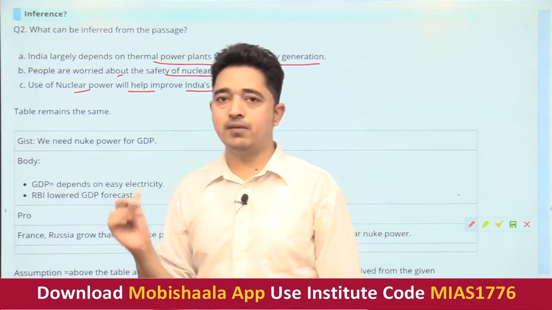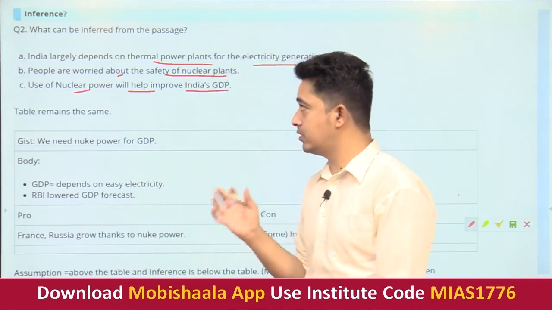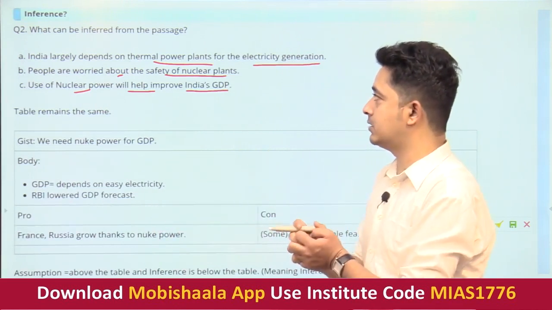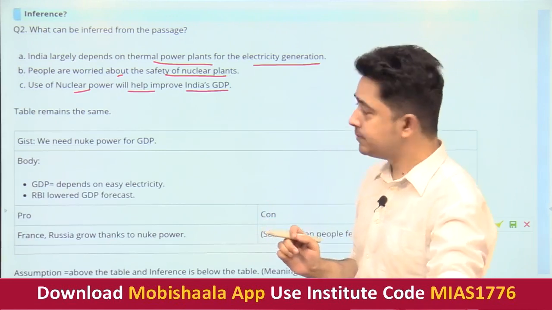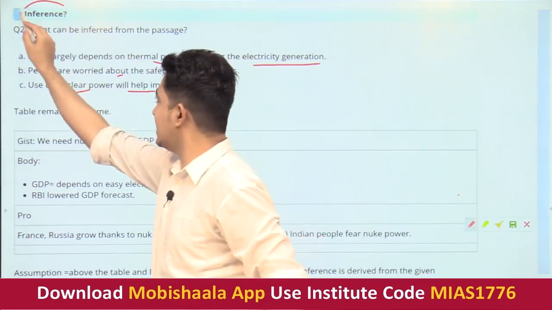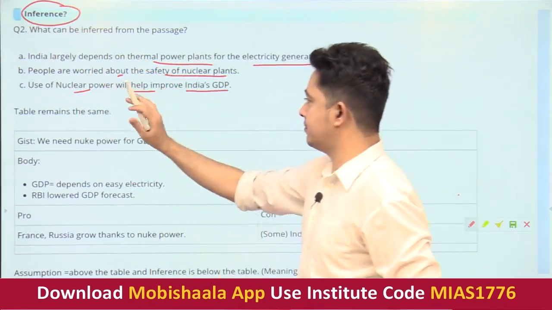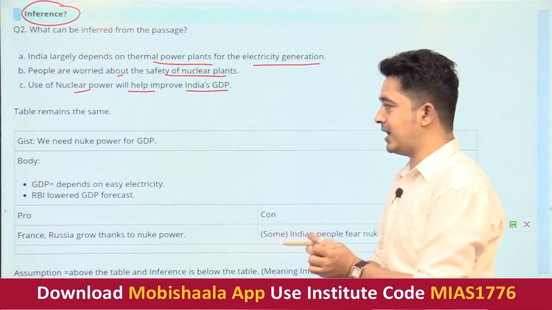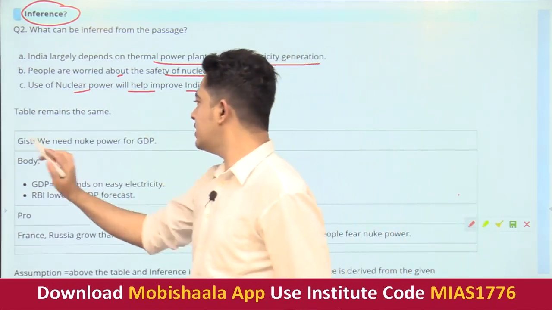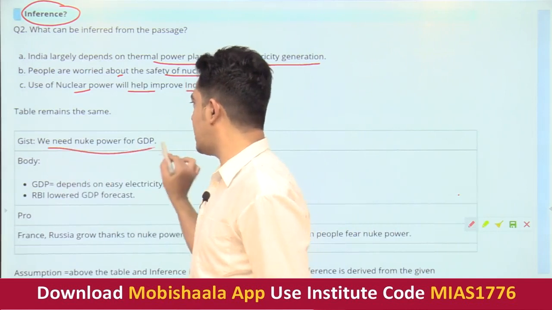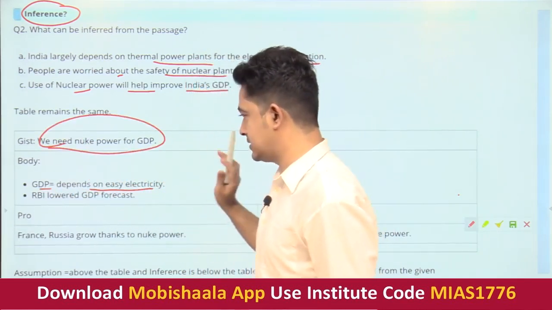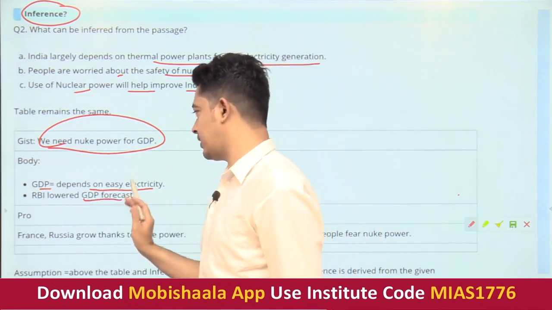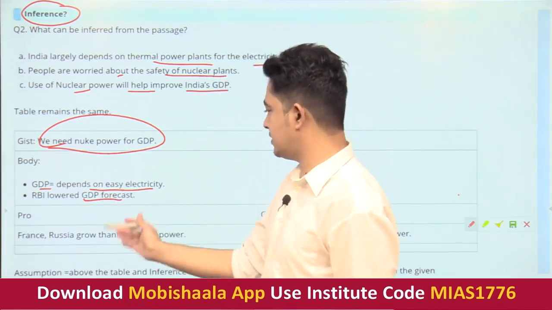In assumption questions, we have to think about which could be the possible way to the answer. And in the case of inference, we have to understand what exactly the passage is talking about. So the process would be the same, and the table remains the same. The gist is nuclear power and GDP. So the body will be: GDP depends on easy electricity. RBI lowered GDP forecast. You have to find this in the passage.